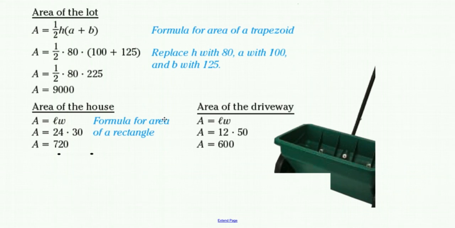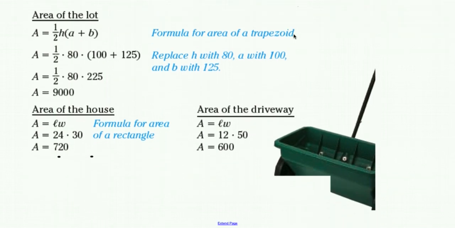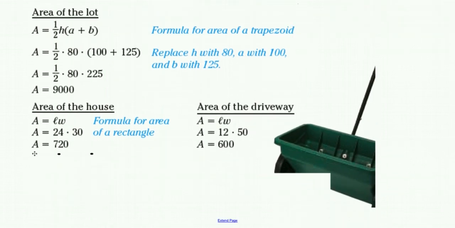Now let's go back to this one. The area of the yard is equal to the area of the lot minus the area of the house minus the area of the driveway. The area of the lot is 9,000, the area of the house is 720, and the area of the driveway is 600. So we simply substitute those values and we end up with 7,680. But we're not done.